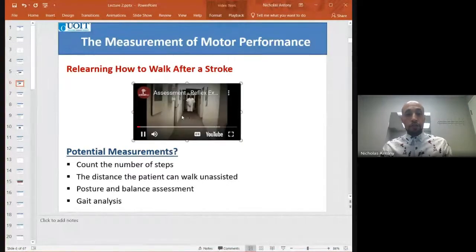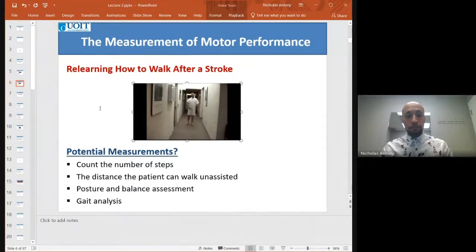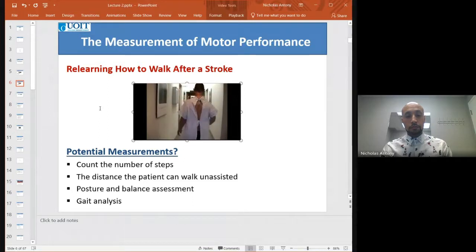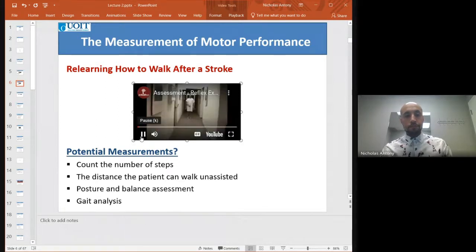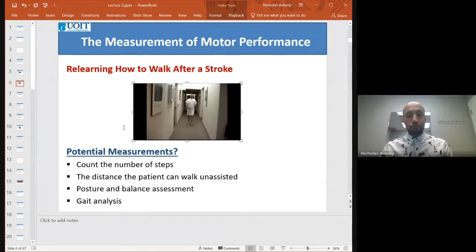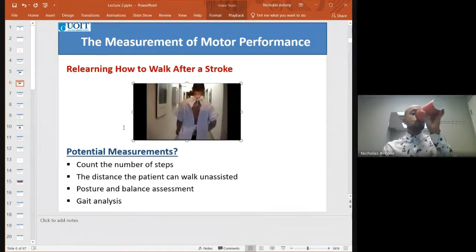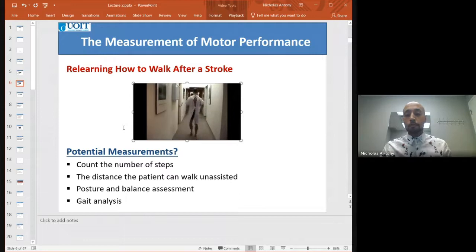Patient has suffered a stroke affecting the right side of the body. Notice how the arm is held in flexion and the leg circumducts, moves in a bit of a circular fashion on the right side as he walks. Classic for upper motor neuron dysfunction.